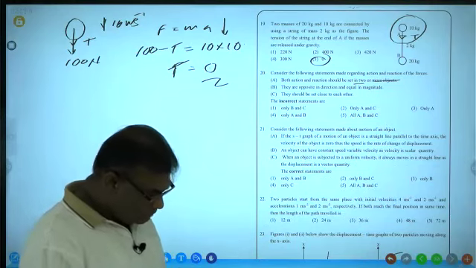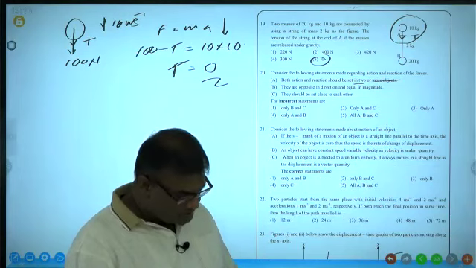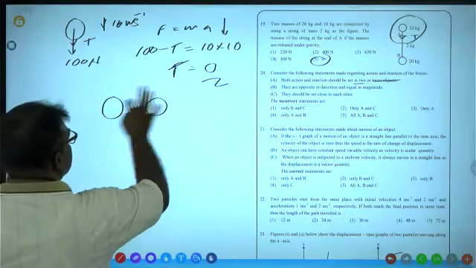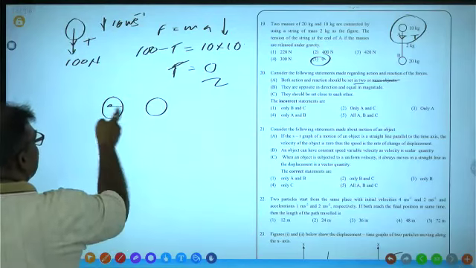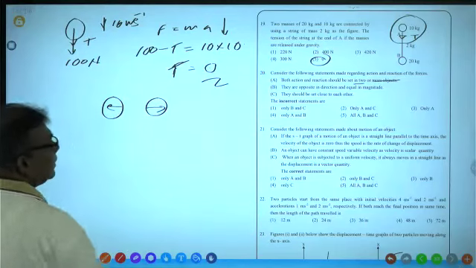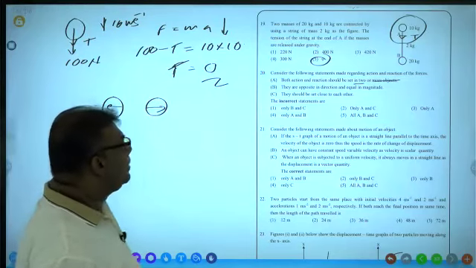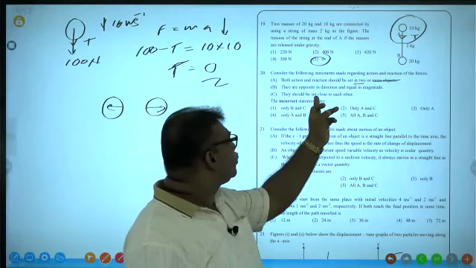B: they are opposite in direction and equal in magnitude. Right. Now, when we have two objects, this one pushes this one, equal in magnitude and direction opposite. Next one: they should be set close to each other.